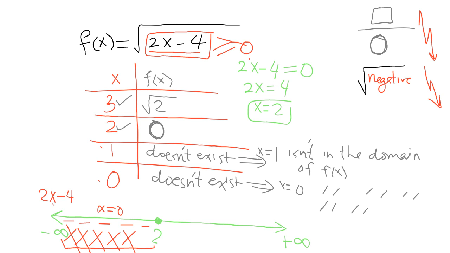Let us go to the right of 2. What values do we have to the right of 2? 4. 2 times 4 is 8, 8 minus 4 is 4. Positive, right? So all of these values are positive. When you take the radical of a positive, it's all right. You can do that, right?